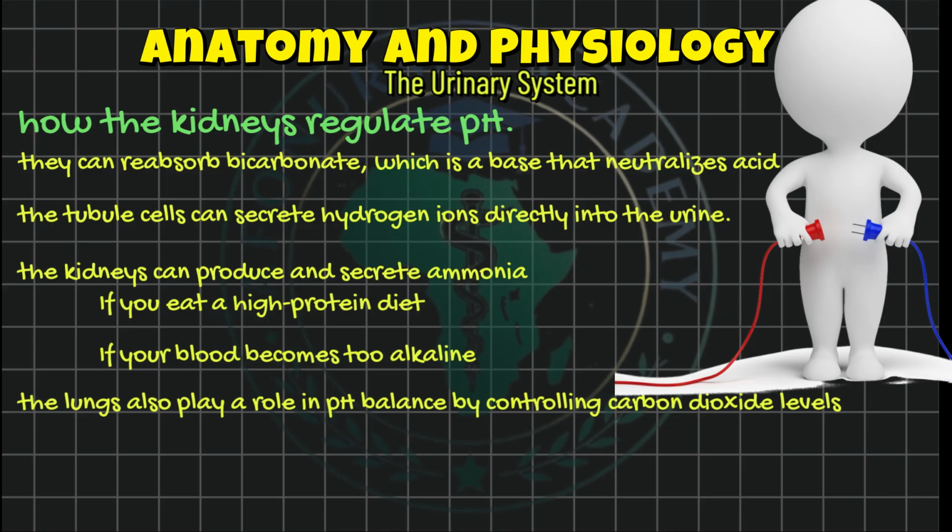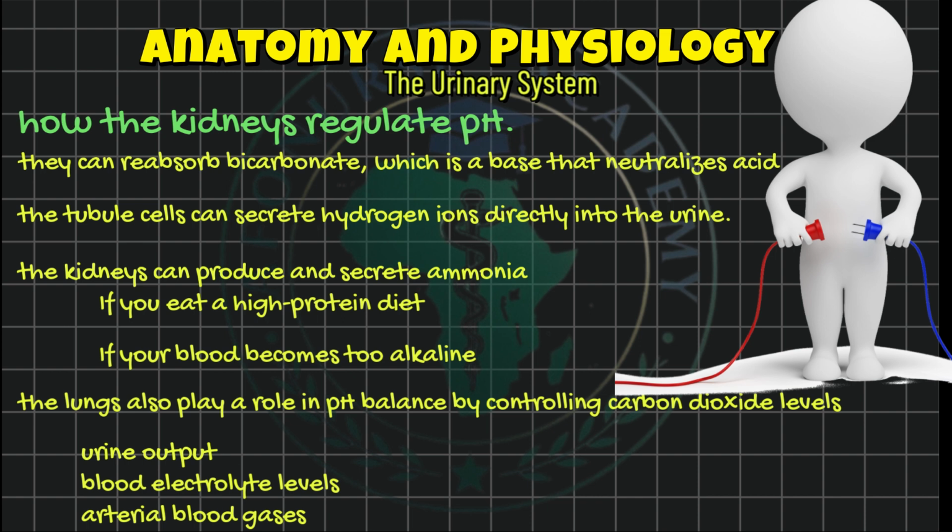Understanding fluid, electrolyte, and pH balance is absolutely essential for your nursing practice. When you're caring for patients, you'll frequently monitor things like urine output, blood electrolyte levels, and arterial blood gases to assess pH. You'll administer IV fluids to correct imbalances. And you'll need to understand how the kidneys respond to different conditions. For example, a patient with kidney disease might not be able to excrete potassium properly, so you'd need to monitor their potassium levels carefully and possibly restrict potassium in their diet.